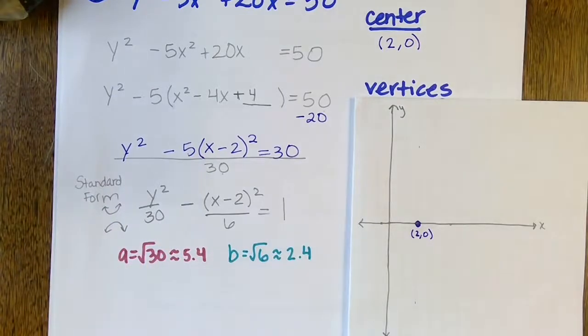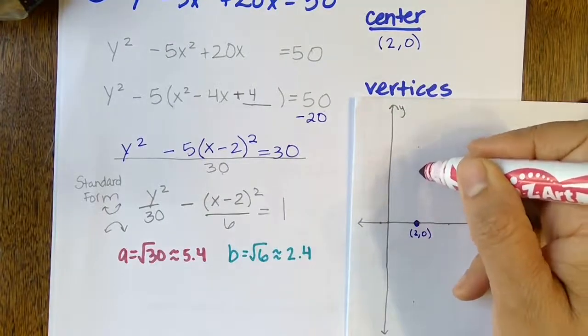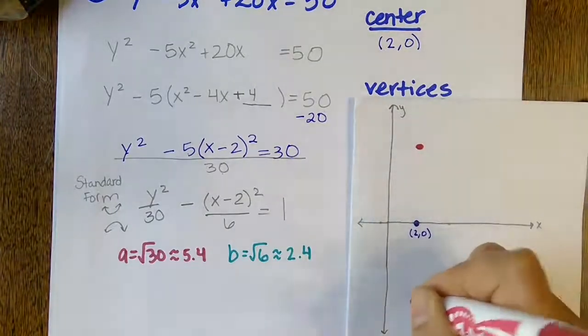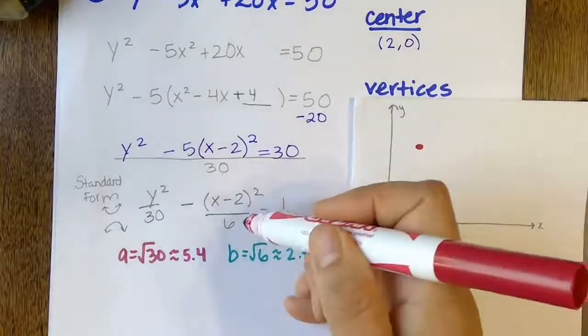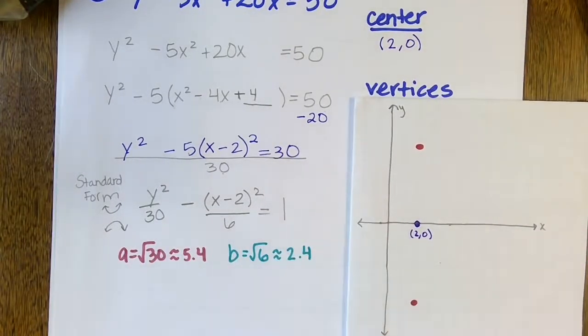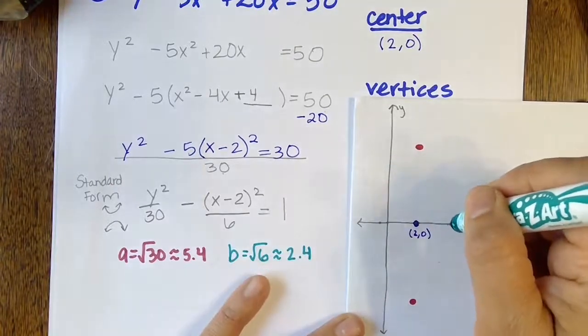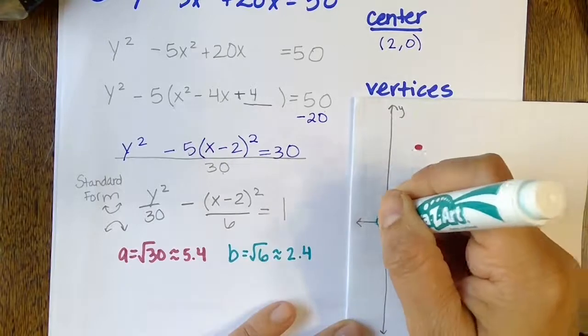Square root of 30 is about 5.4. So from the center vertically, we're going to go about 5.4 units, or you could just say it's square root of 30. And then our b value is square root of 6. Square root of 6 is about 2.4, so we'll do 2.4 units along this x.